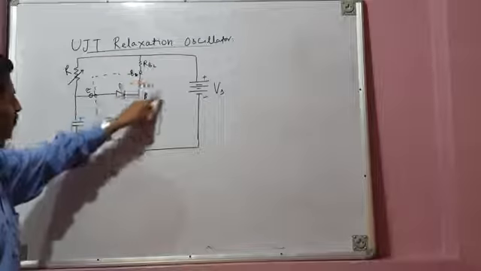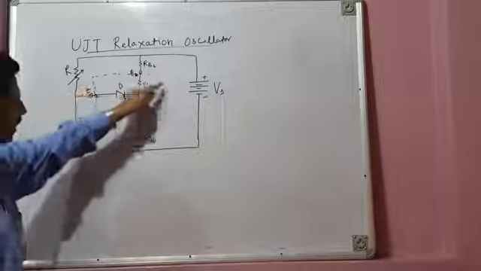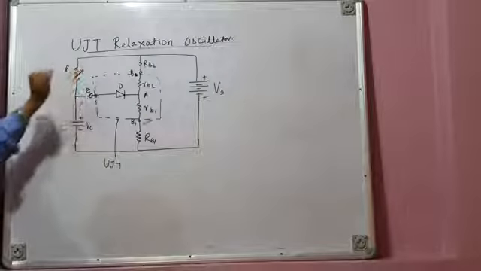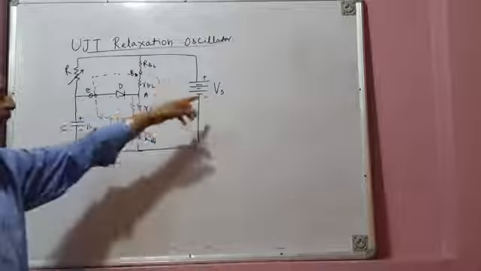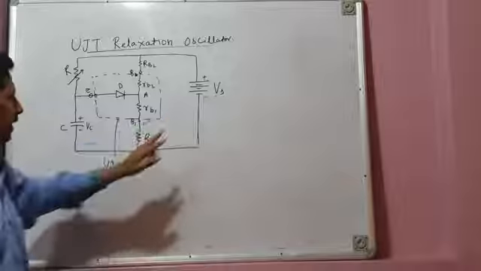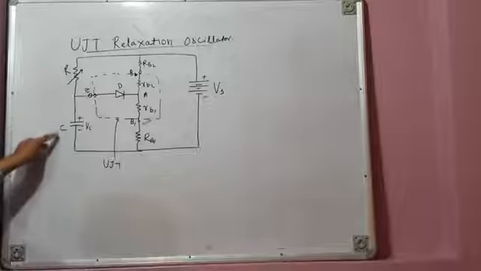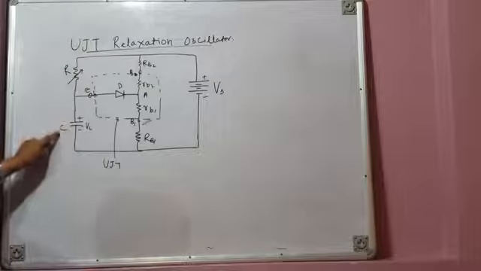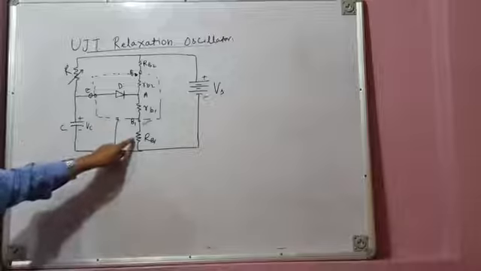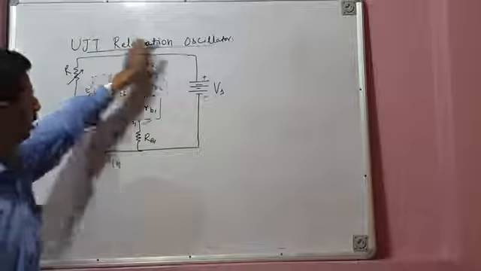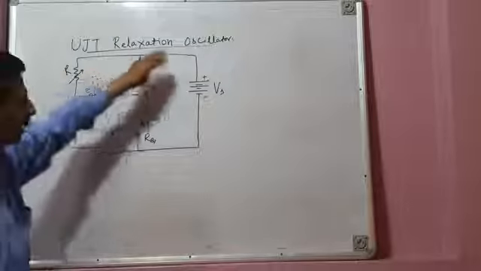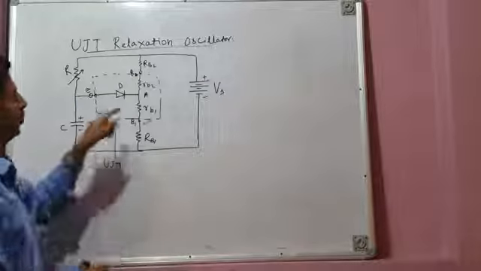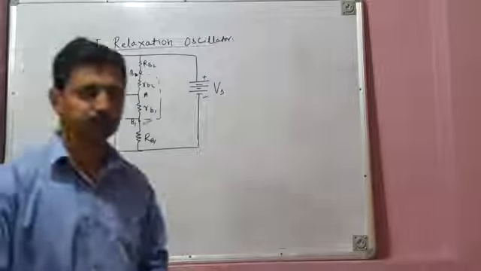So this is your UJT. This is the equivalent circuit diagram of your UJT. And with this UJT, you connect some external elements. You connect the DC voltage source VS, you connect R, you connect C. R is a variable resistance, C is a fixed capacitance. You connect external resistances RB1, RB2, and this becomes your complete circuit. And this is your UJT relaxation oscillator.